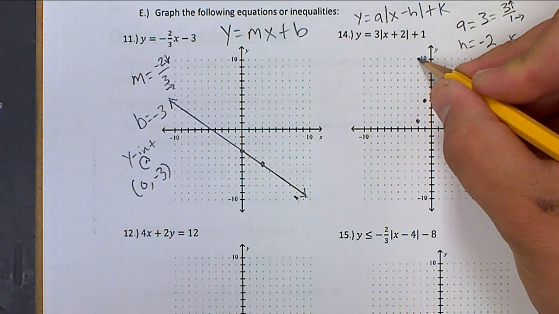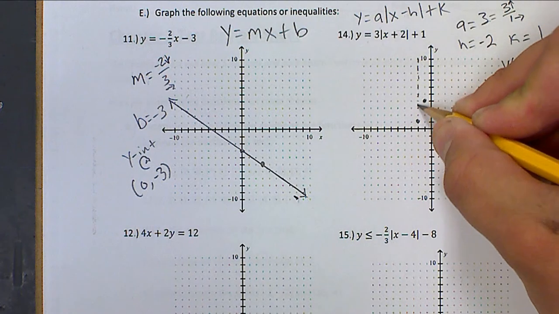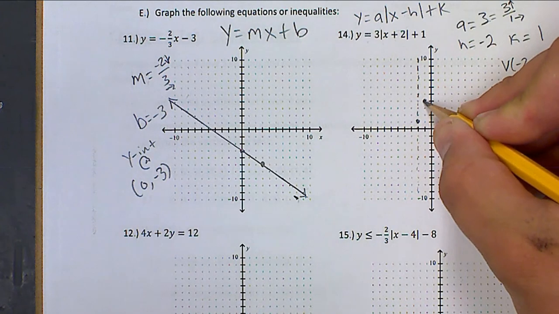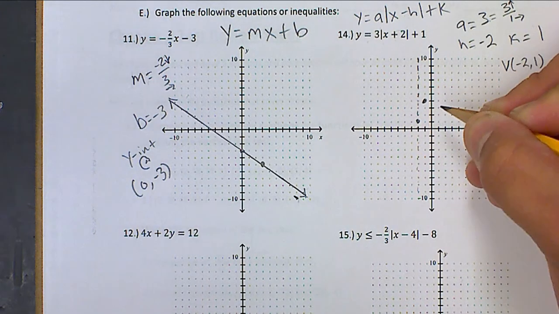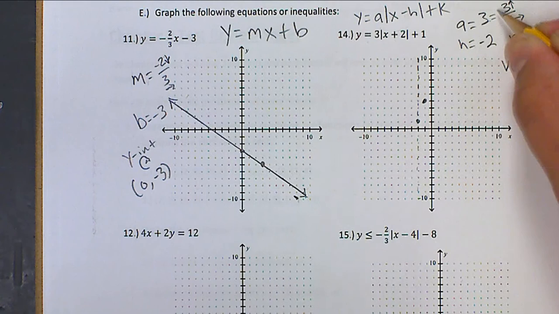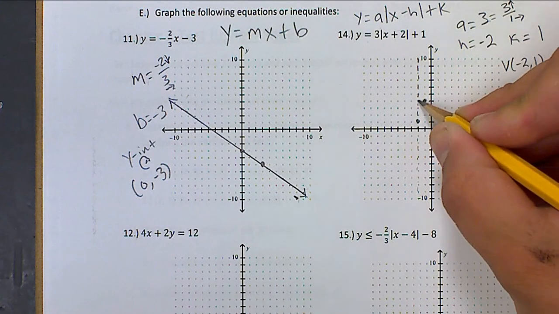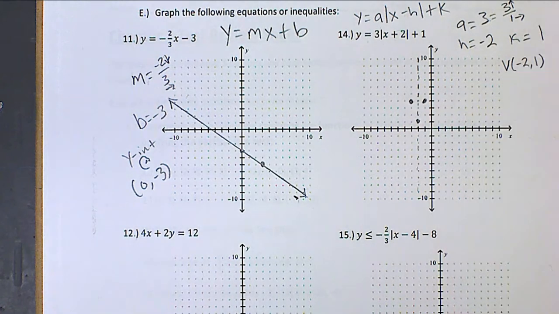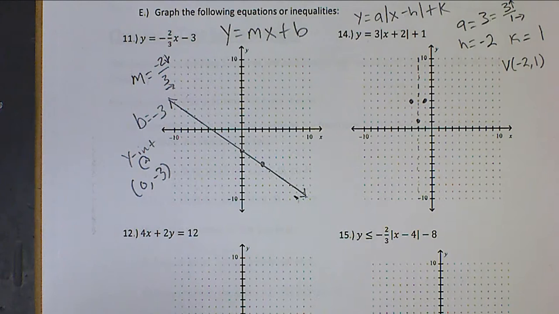I usually like to draw an axis of symmetry because these absolute value graphs are symmetrical. And then the second point that we just found by using A, going up 3 over 1, is 1 unit away from the axis of symmetry. Since it's 1 unit away to the right of the axis of symmetry, for this to be symmetrical, the second point needs to be on the left, 1 unit away from the axis of symmetry.